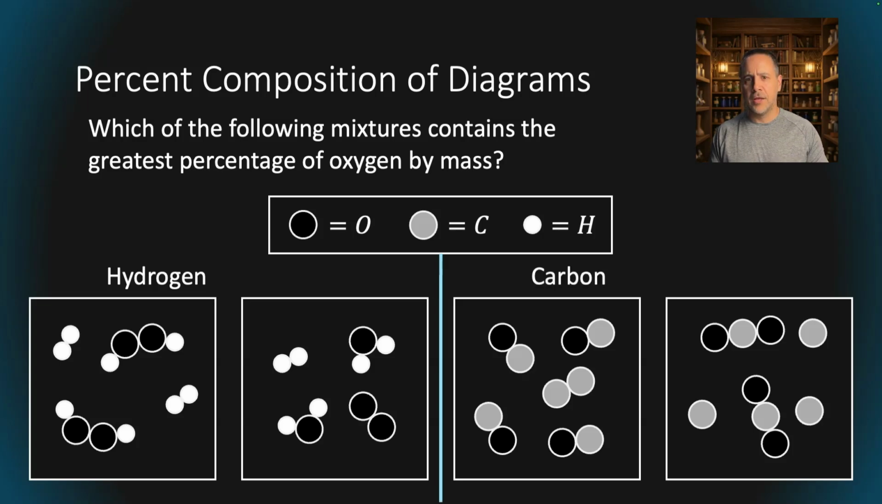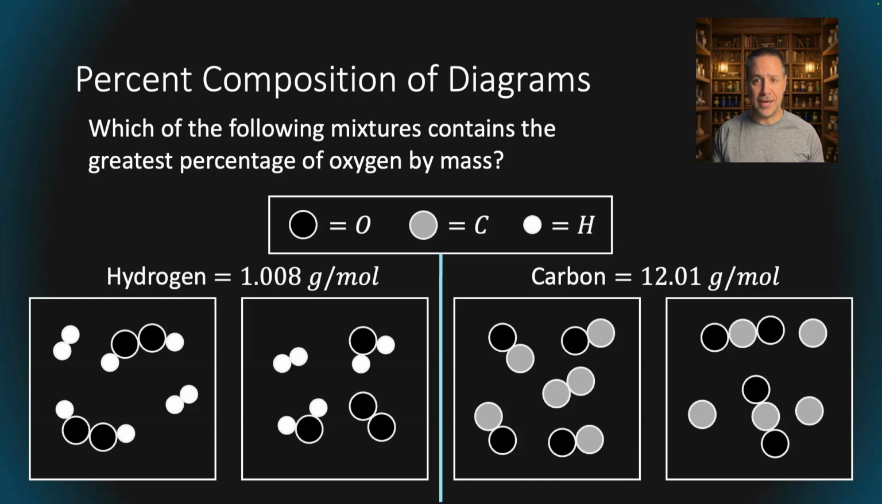There's a difference. The molar mass of carbon is about 12 times the mass of hydrogen, so the boxes with the hydrogen in them have a greater percentage of oxygen by mass.